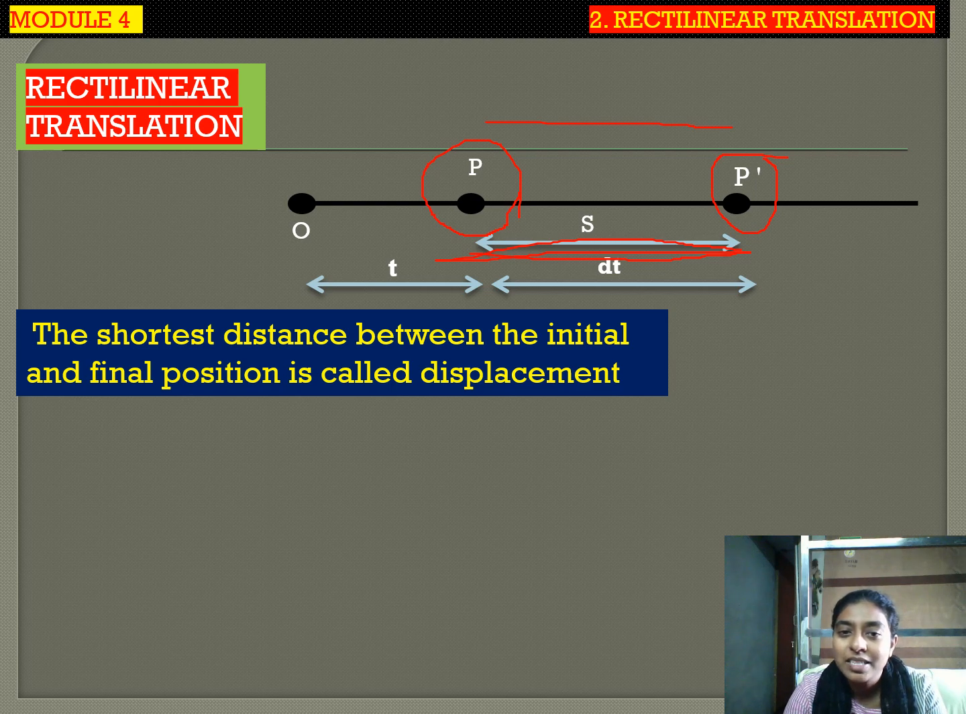And at a time t, you can see, this is the origin. So from the origin, at a time t, the particle is at P, and from P to P dash, for reaching here, the time taken is dt. And the shortest distance between the initial and final position is called displacement.